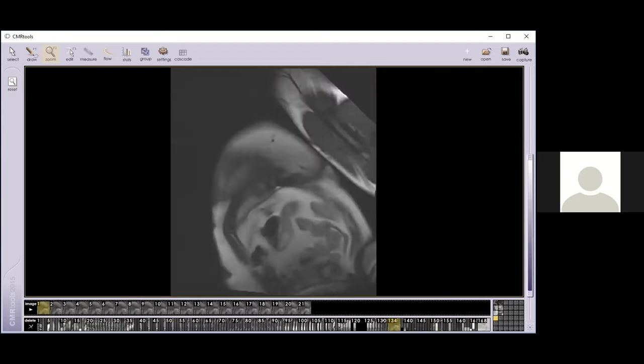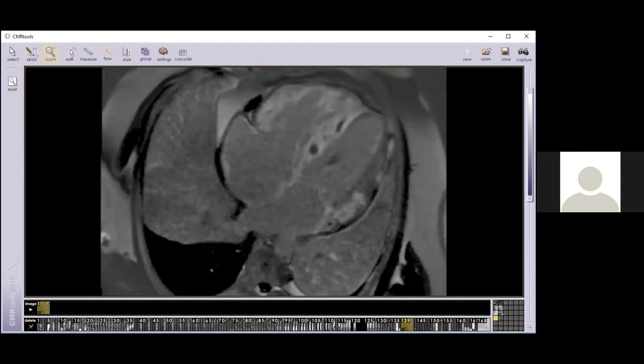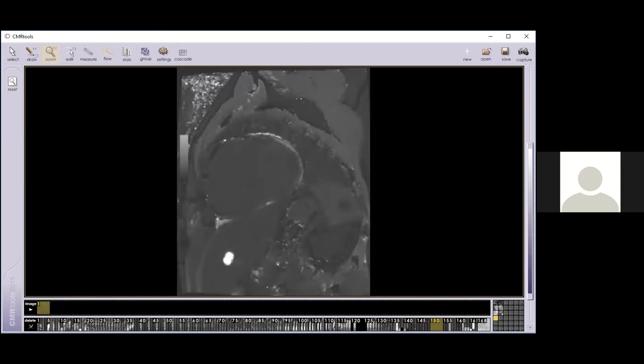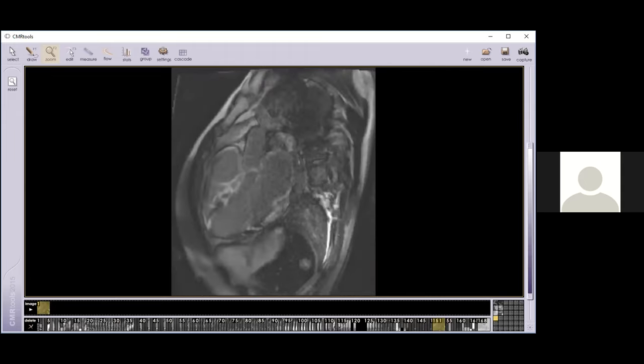That said, if we look at some of the other views, they fit very well with sarcoidosis, with this extensive confluent regions of late enhancement. So we have really a balance between two diagnoses here. One is cardiac sarcoidosis, and the other is cardiac amyloidosis. And the other question is, could the two coexist? Very rarely in the literature they have been, but I think that is unlikely, but not impossible.